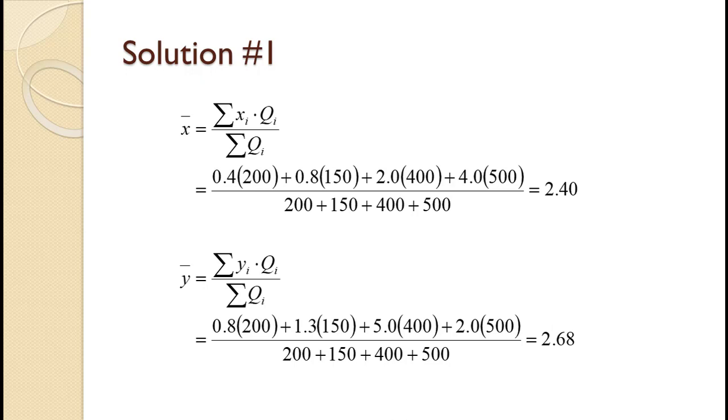For the average Y coordinate, 0.8 times 200 plus 1.3 times 150 plus 5.0 times 400 plus 3.0 times 500, quantity divided by 200 plus 150 plus 400 plus 500, all equals 2.68. That will be the Y coordinate for the warehouse. That's all there is to it.